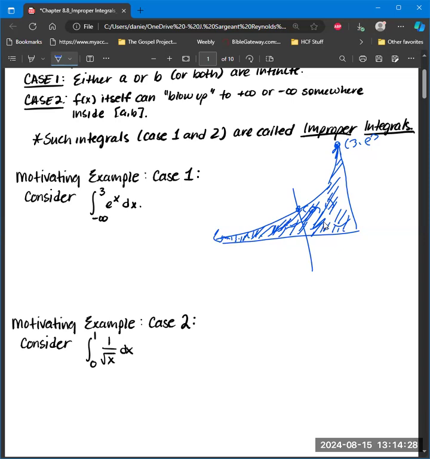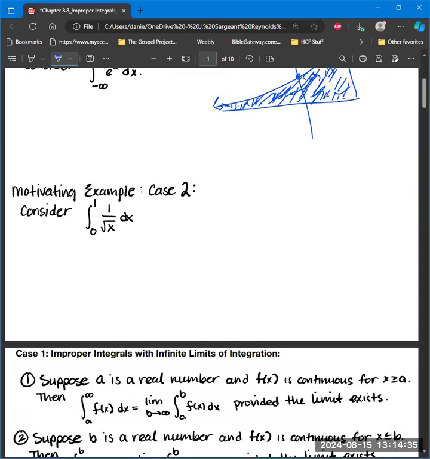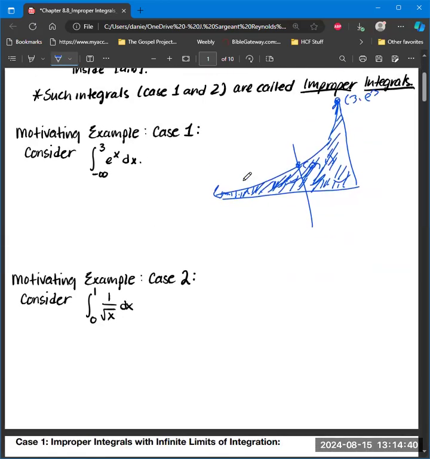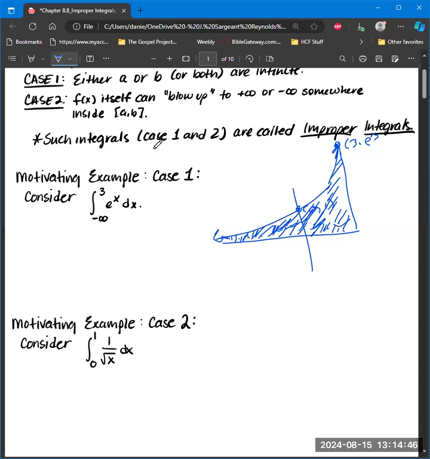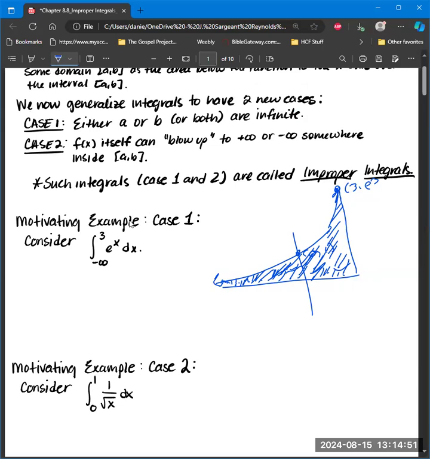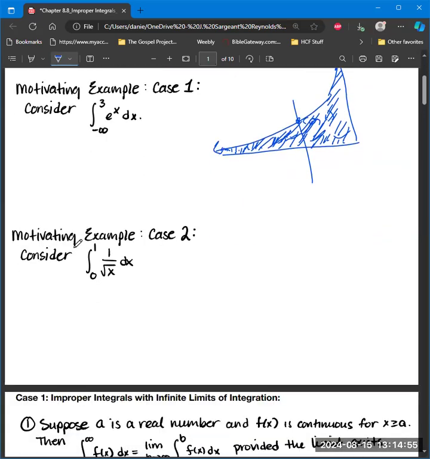Let's look at how we would handle this one later, but that's just a look at it. For case 1, we have an infinite limit here, where we're going to negative infinity over on the left. So that's case 1.